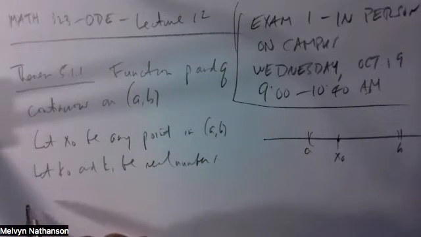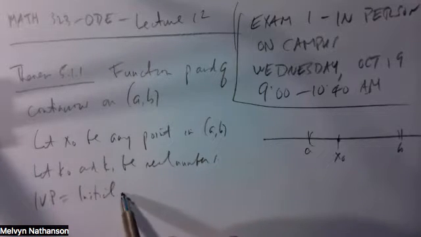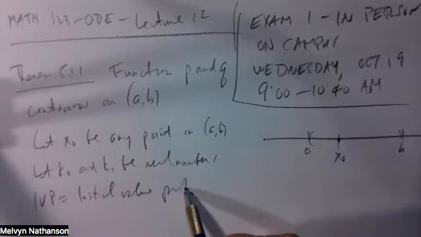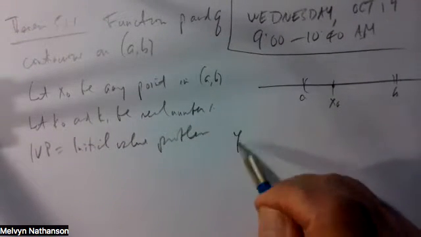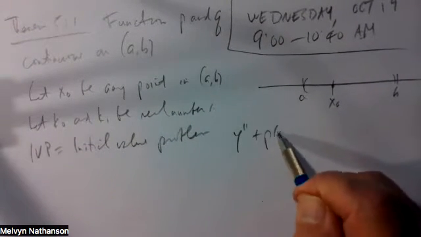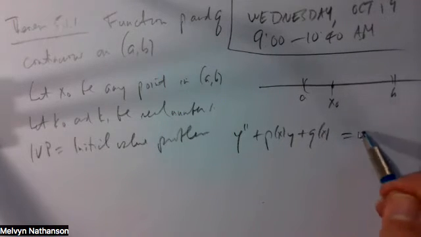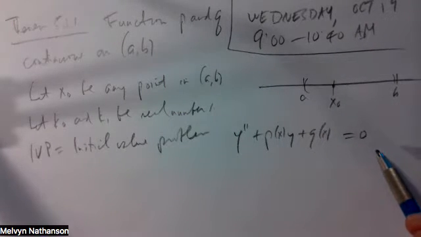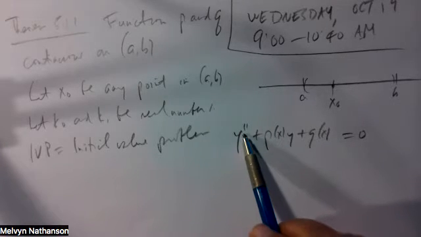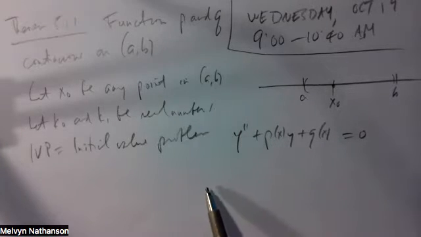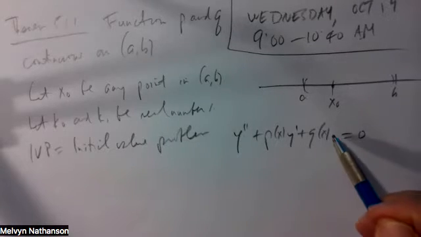So we consider the initial value problem, IVP, which is to solve the differential equation y double prime plus p of x y prime plus q of x y equals 0. This is a homogeneous initial value problem. So this is a second order equation because it involves the second derivative of y. It's linear because, oops, this should be y prime and y.